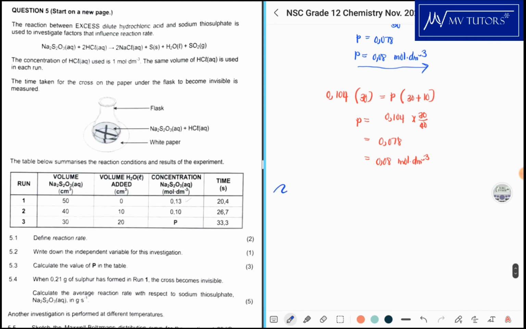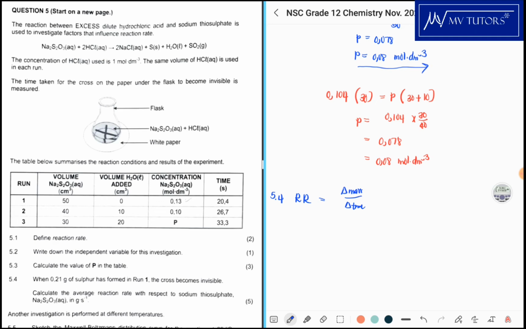Okay, now we get to 5.4. It says, when 0.21 grams of sulfur has formed in run 1, the cross becomes invisible. And we know that it takes 20.4 seconds for it to become invisible. Now it says, calculate the average reaction rate with respect to sodium thiosulfate in grams per second. So our rate of reaction will be equal to the change in the mass over the change in time.